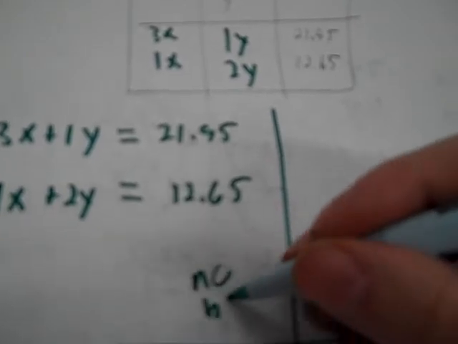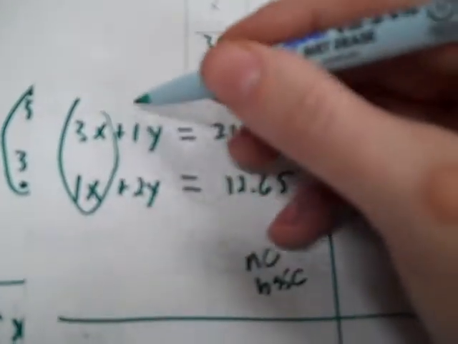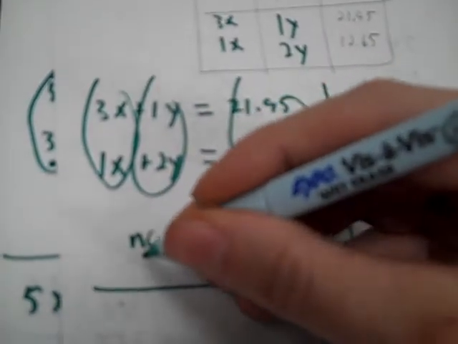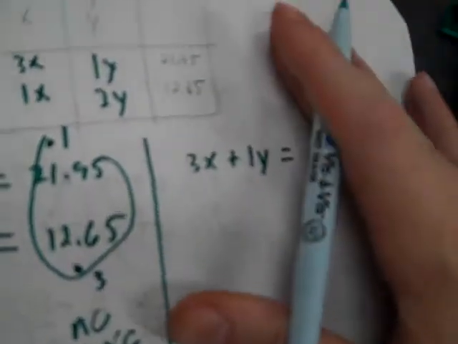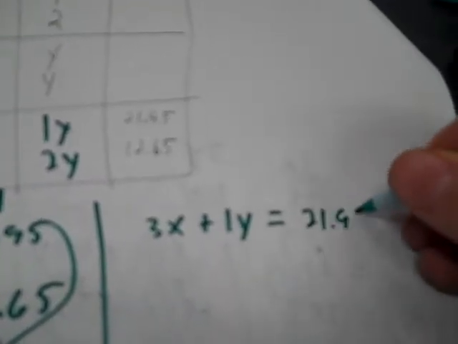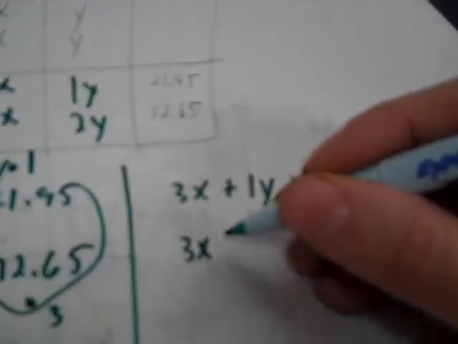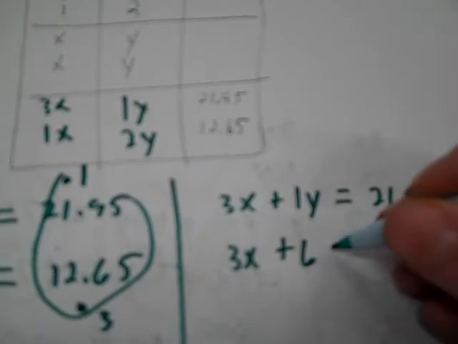Okay, so we have no base, and we know I do that when I have no base, and 3 and 1 aren't the same, 1 and 2 aren't the same, so I have no same. So dot, dot, dot, and dot, dot, dot. So there's 1. So 1, 1, 1, 3, 3, 3, and 3. 3x times 1 is 3x. 1y times 1 is 1y. 21.95 times 1 is 21.95. 1x times 3 is 3x. 2y times 3 is 6y. Then I take 12.65 times 3, and that's 37.95.